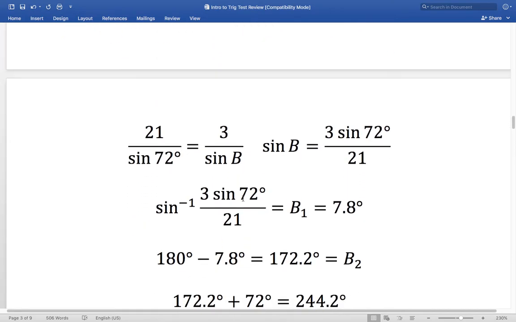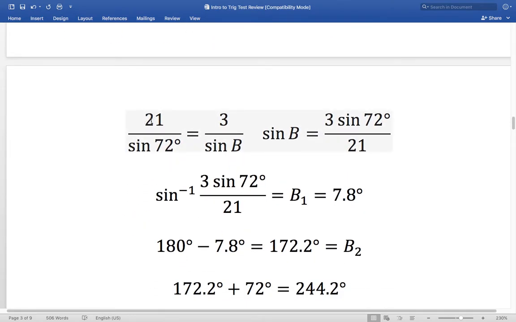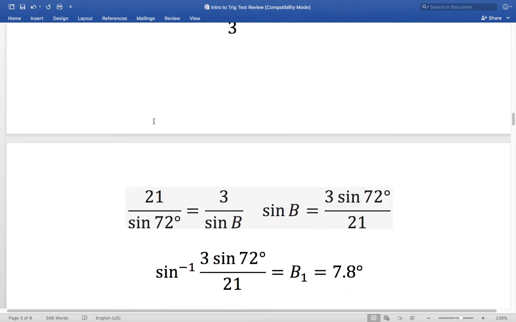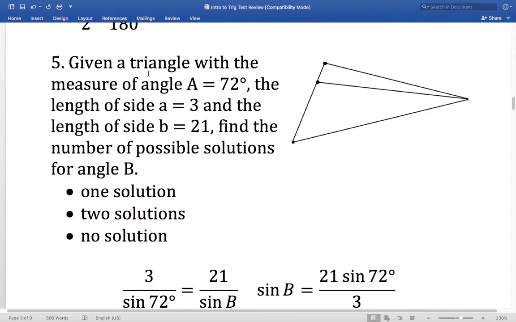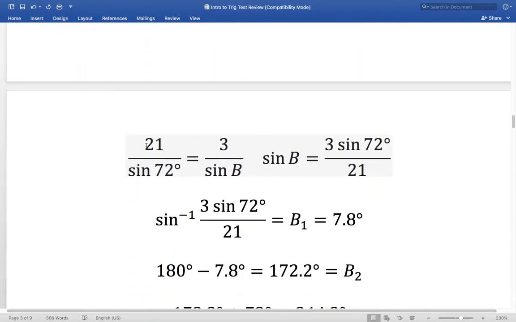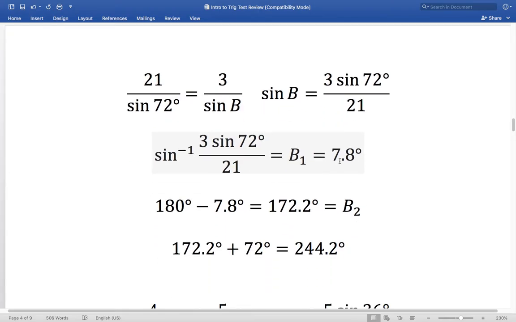Okay, the next alternative, let's say we switch the 21 and the 3. So side A was 21 inches, centimeters, whatever it says. Oh, it just says units. Okay, so if side A was 21 units and side B was 3 units, again, we would cross multiply and divide, do the inverse sine, plug it in, and the calculator tells us that our angle is 7.8 degrees.